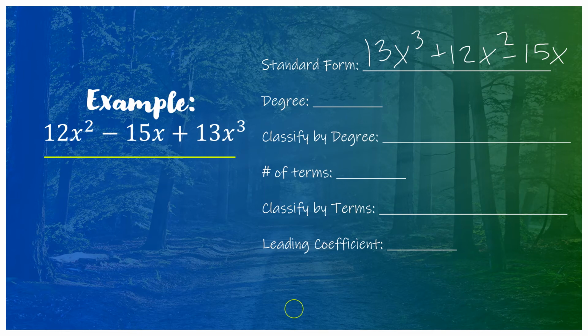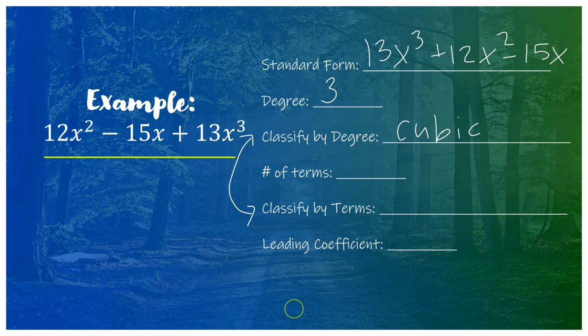The degree is just the highest exponent. Since this is not multivariable, it is just one variable, you simply look for the highest exponent, which is 3. Then to classify by degree, we need to be careful now that we don't mix these two up. Classifying by degree is linear, quadratic, cubic, quartic, quintic. Classifying by terms is monomial, binomial, trinomial. So for degree, if the degree is 3, this would be classified as cubic.